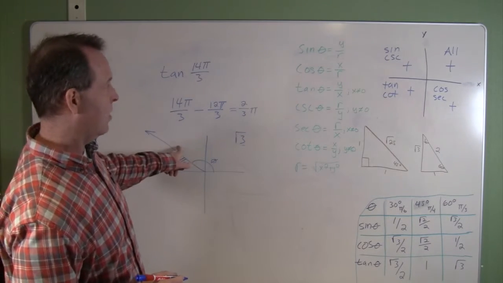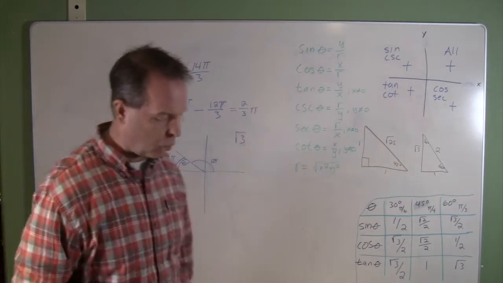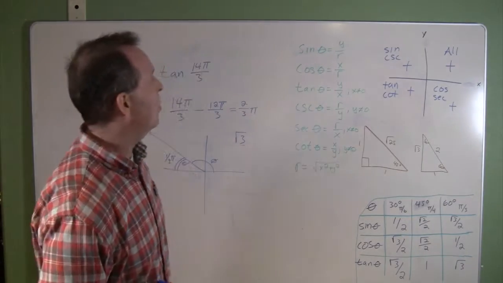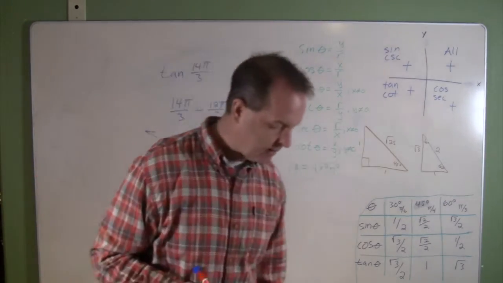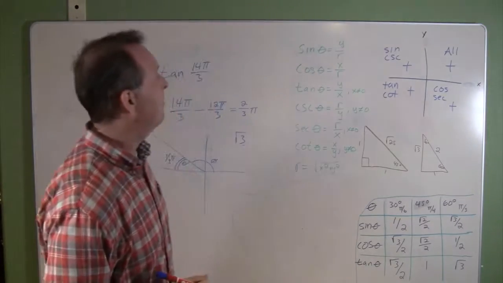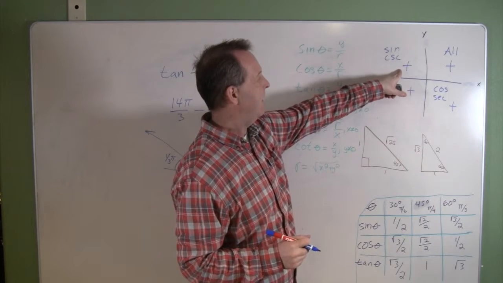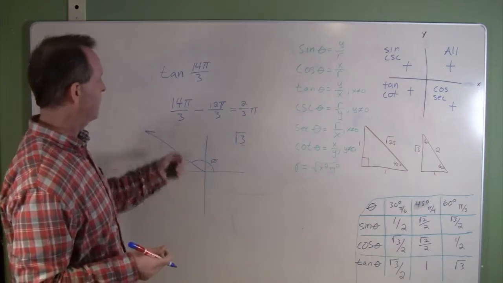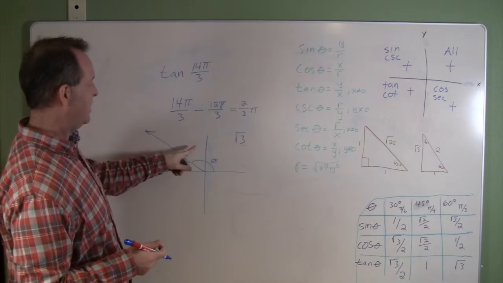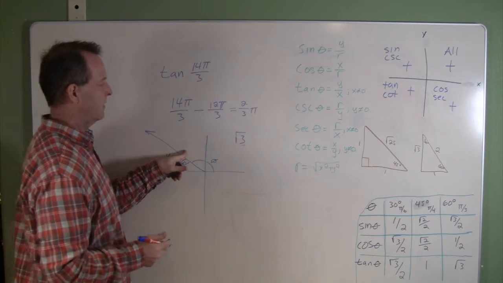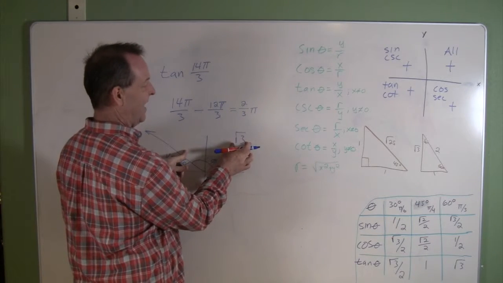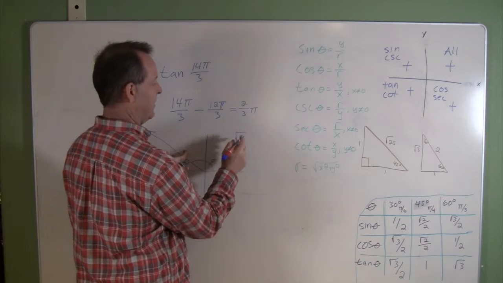It's in the second quadrant, excuse me. The second quadrant tells me all sines and cosecants are positive. Everything else is negative. I'm concerned about tangents. Tangents in this quadrant are negative. So therefore my value of the tangent in that quadrant has to be negative.